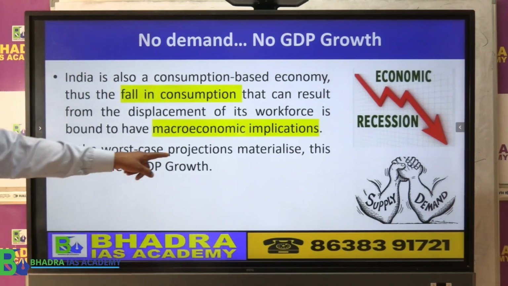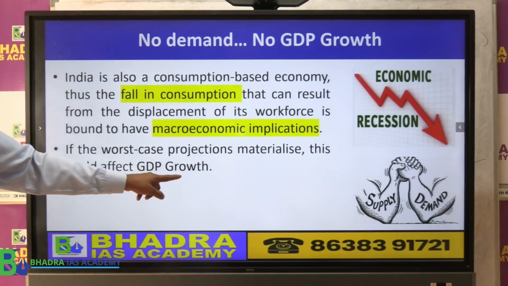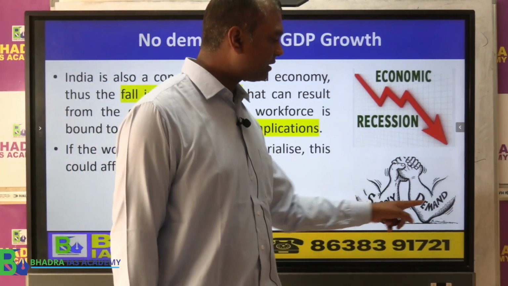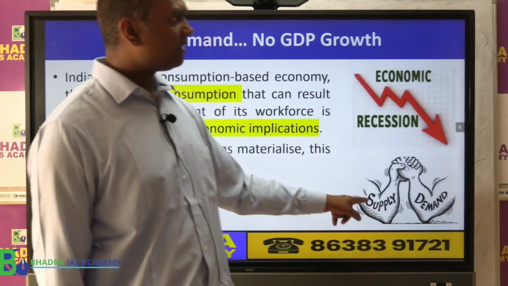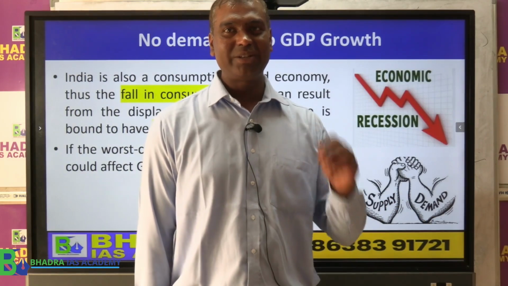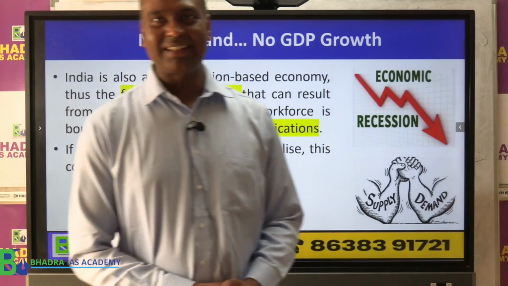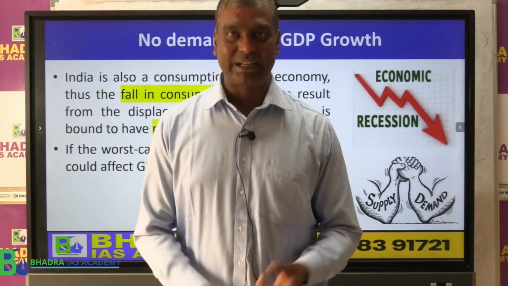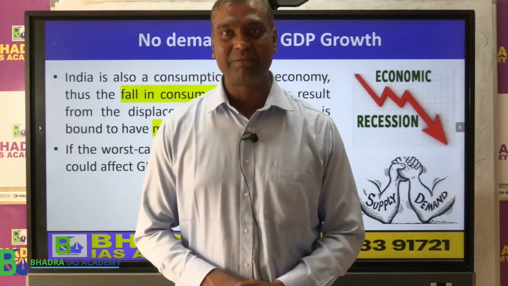If the worst case projection materializes, what will happen? It could affect our GDP growth. So the problem will be supply might go on, but demand will not come. So demand becomes weak, then automatically supply will be greater than demand. So the economy is going to suffer. Understand? So now this economic survey analysis, that is the employment, skill development and labor, I combined the two chapters together. It's a very interesting analysis they have given.